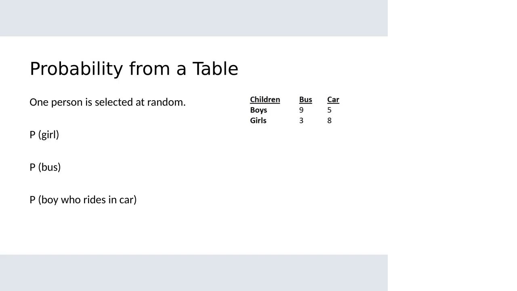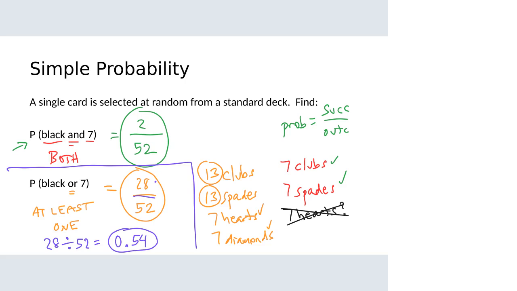Probability from a table. This is another type of probability where we've got information given to us in the form of a table. And what we've got here is, where do we get 28 from? The 28 came from the fact that when we're looking for our successes, we have 13 clubs that are black cards, so we count those. We have 13 spades that are black cards, so we count those. And then we want to make sure to also count any other 7s that we haven't counted so far. And so we include the 7 of hearts and the 7 of diamonds. So that's 13, 26, 27, 28 total cards.